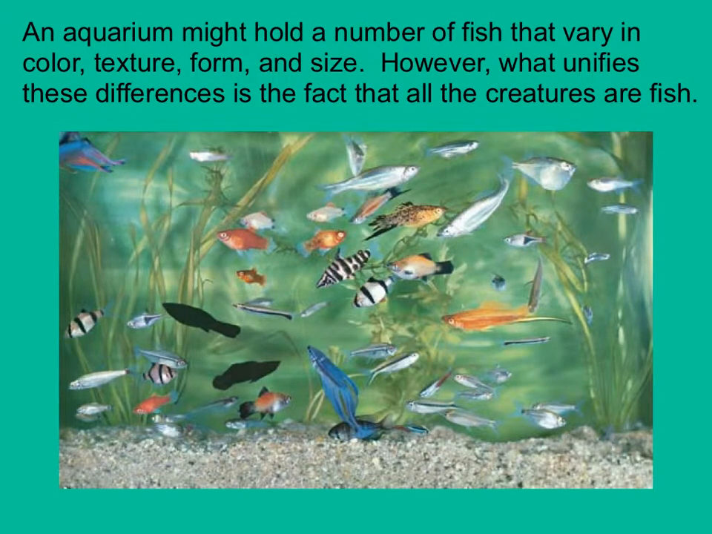Here is a real-world example of unity. An aquarium might hold a number of fish that vary in color and texture, form and size. However, what unifies them is the fact that all the creatures in the aquarium are fish. The sameness in being fish creates the unity amongst all the diversity of the different types of fish in the aquarium.